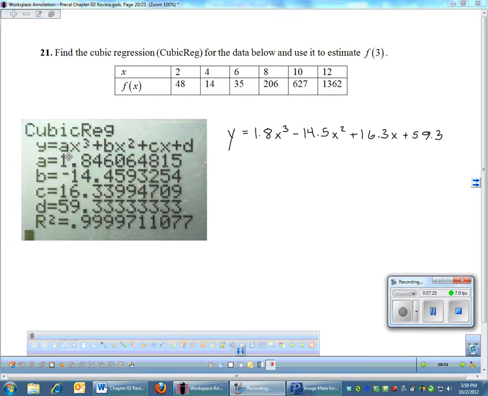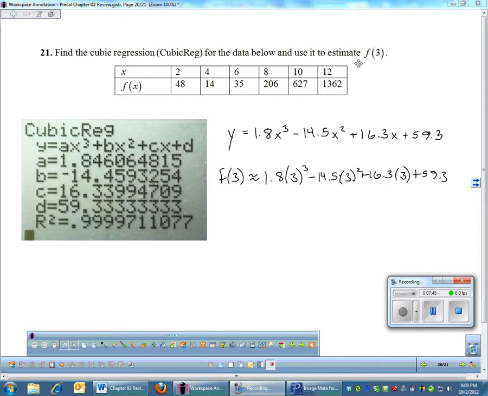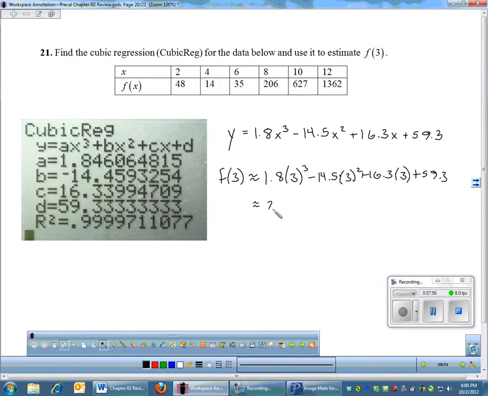And we write it down, so it's a times x cubed, and a is 1.8, b is negative 14.5 x squared, c is 16.3 times x, and plus d, which is 59.3, and then we will plug in 3 for that equation. We plug in 3 because I asked you to use your answer to estimate f of 3, and when you plug in 3, you get a value of about 26.3. So we would say that f of 3 is approximately 26.3. And that would be your estimate for f of 3, which makes sense because 3 is between 2 and 4, and 26.3 is between 48 and 14. So that makes a little bit of sense.